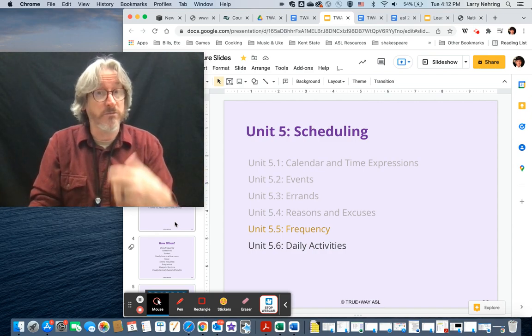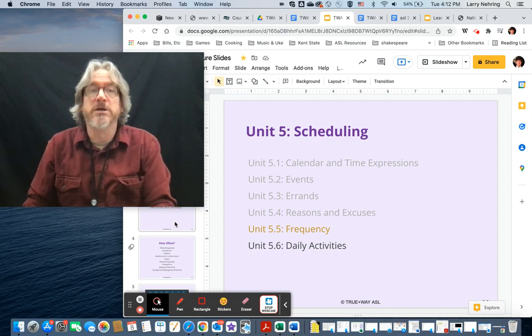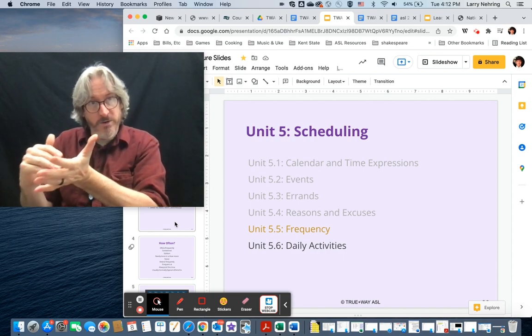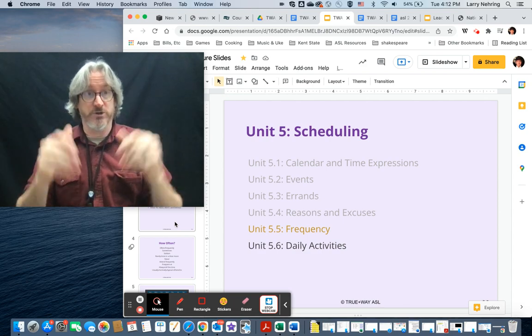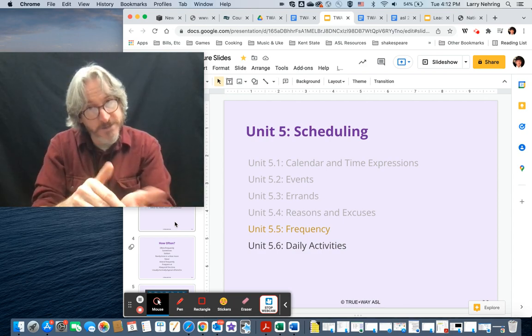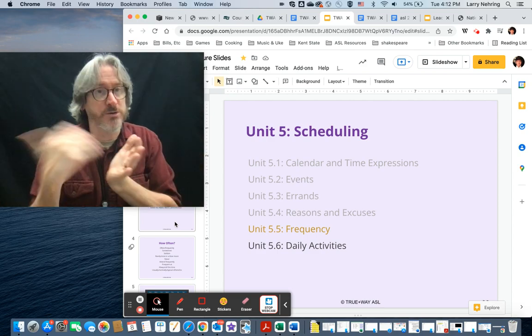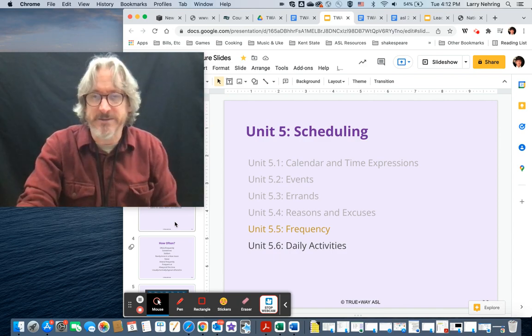a number of times for frequency or for happening often. Often, it happens repeatedly. And you notice how when we do it, we move it forward in time because we've got that timeline from the past to the future. So frequency. Even in engineering and science things, we still use this for frequency. Sometimes you'll see it with an F.